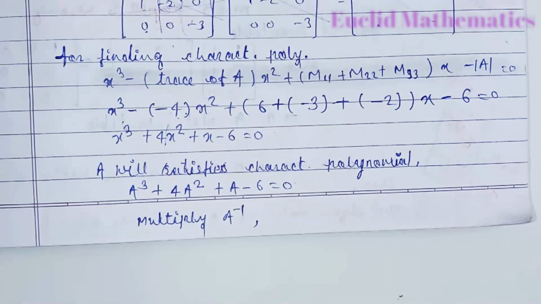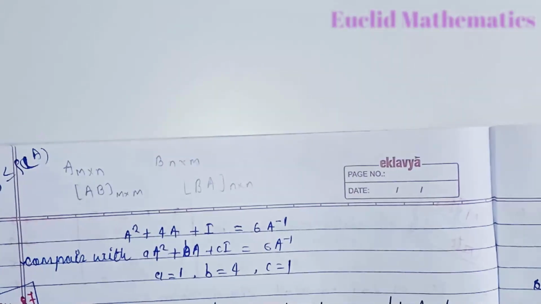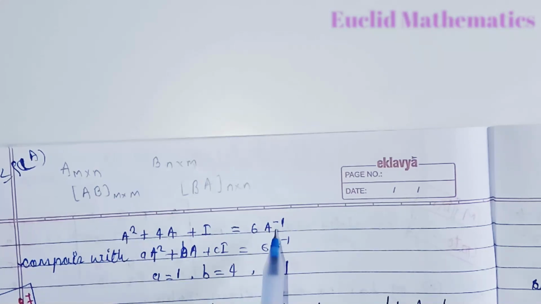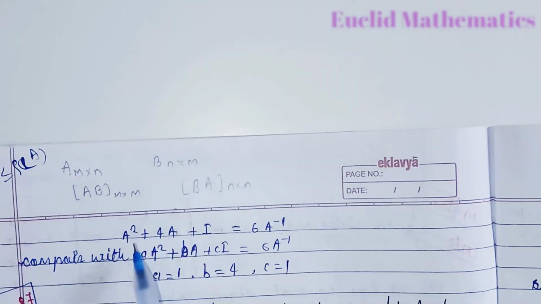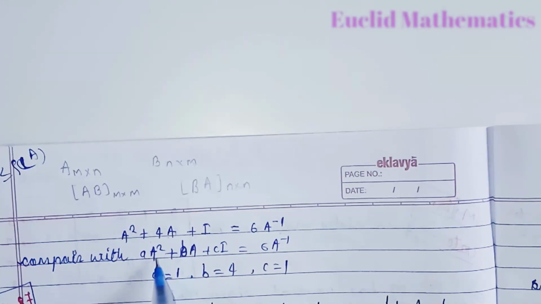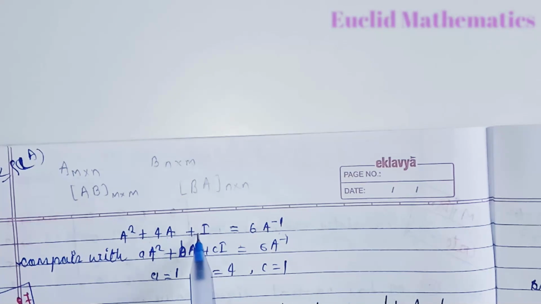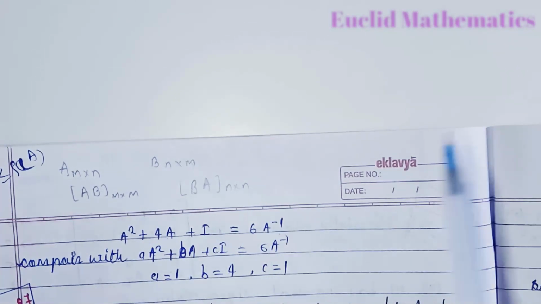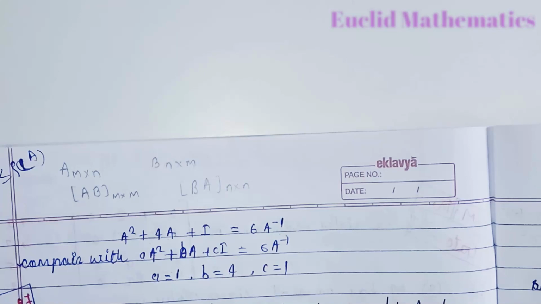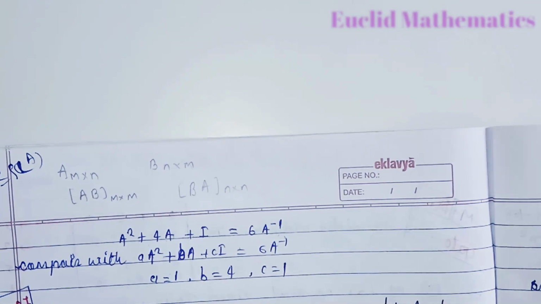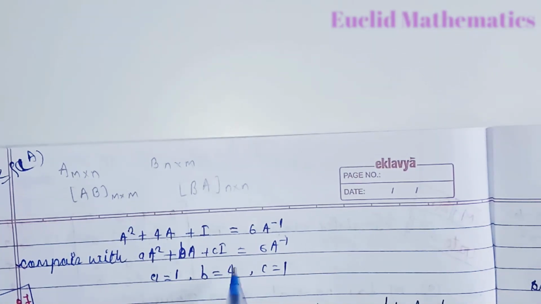So let's go for the further step. Here the polynomial is A square plus 4A plus I, which is equal to 6A inverse, since I multiplied A inverse to both sides. So compare our polynomial with the given polynomial in our equation: A into A square plus BA plus CI, which is equal to 6A inverse. So A represents 1, B represents 4, and C represents 1. And 6A inverse remains the same. We only have to worry about the values of ABC, because we have nothing to do with 6A inverse. So we got the values for ABC as 1, 4, 1 respectively.